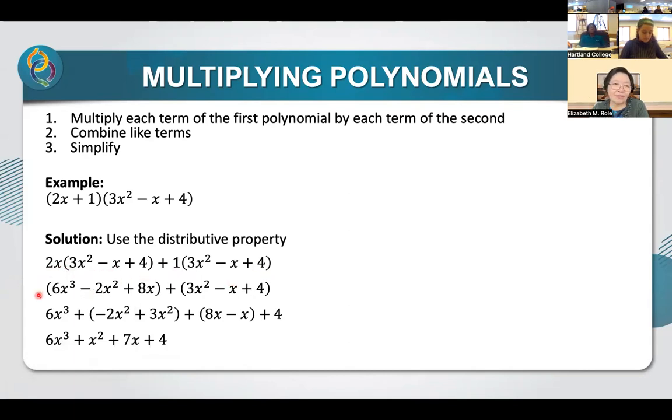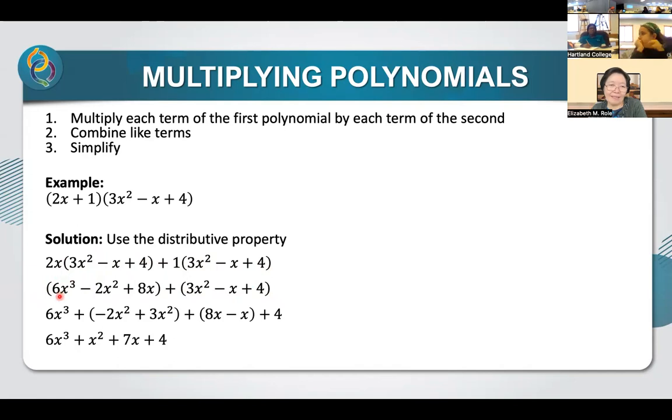This is just, of course, a review on your part. I've done this before. So 2x times 3x squared is 6x cubed. You multiply the coefficients and add the power of the variable. 2x times minus x is minus 2x squared. 2x times 4 is 8x. And then, of course, this is multiplied by 1. So you get 3x squared minus x plus 4. And proceed to your addition or subtraction.